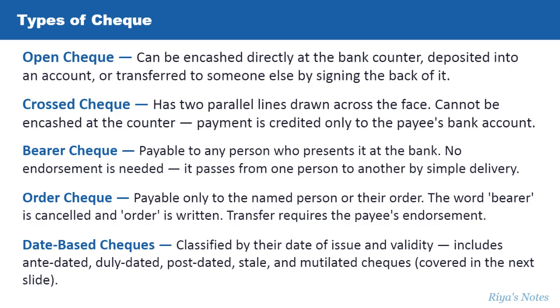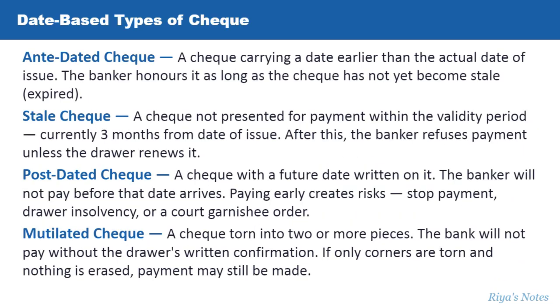Date-based checks, classified by their date of issue and validity, include antedated, duly dated, post-dated, stale, and mutilated checks. Antedated check, a check carrying a date earlier than the actual date of issue. The banker honors it as long as the check has not yet become stale, expired. Stale check, a check not presented for payment within the validity period, currently 3 months from date of issue. After this, the banker refuses payment unless the drawer renews it.